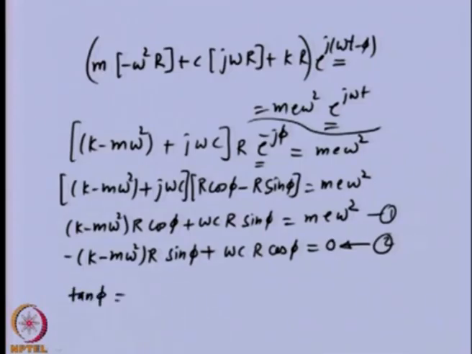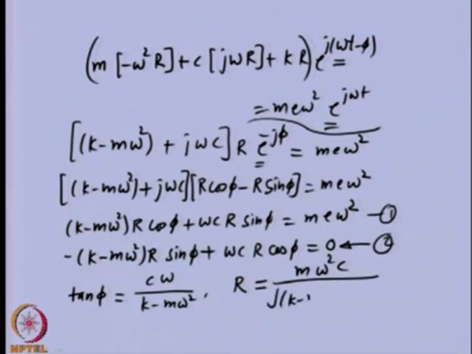The second equation can be solved to get the phase. Tan phi can be obtained from the second equation. So this is c omega by k minus m omega square, and this we can substitute in the first to eliminate the phi terms. From there we can get r, because r and phi are unknown, this can be written as follows. If you recall, a similar expression we obtained when we did the analysis with the single degree of freedom system. Let us see these equations more carefully.